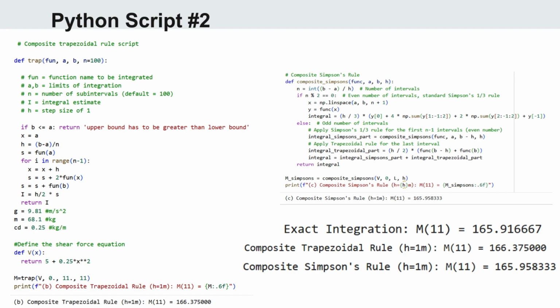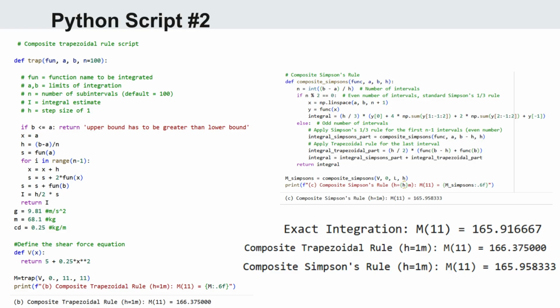For the composite trapezoidal rule, I defined the trapezoidal function and imported it from the library, and then I gave us 100 subintervals to be as precise as we can, and the same thing for the h being the step size of 1. That just tries to make our answer as close to the actual integration as possible. If you wanted to, you could give it 1,000 subintervals, and that'll get you to a more accurate answer.